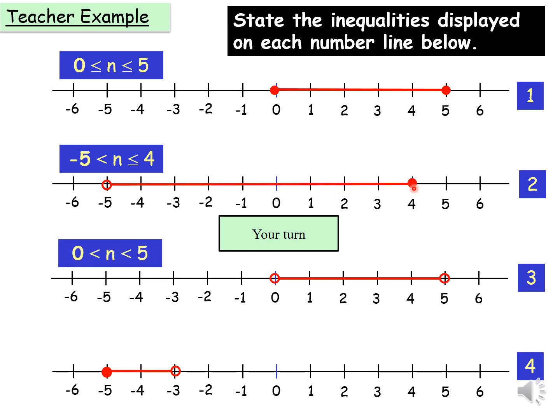Okay, let's see. That's the first one. None of them is equal because both of them are not colored in. And next one, only -5 is colored in.